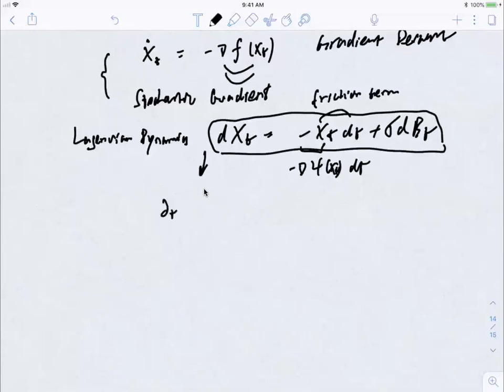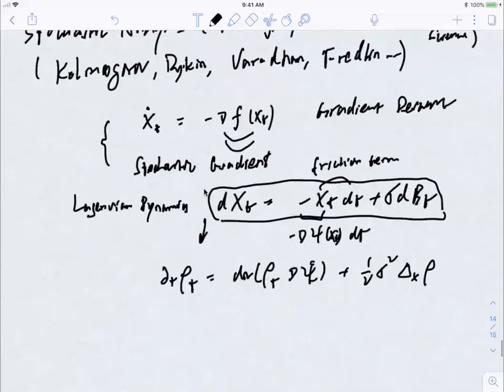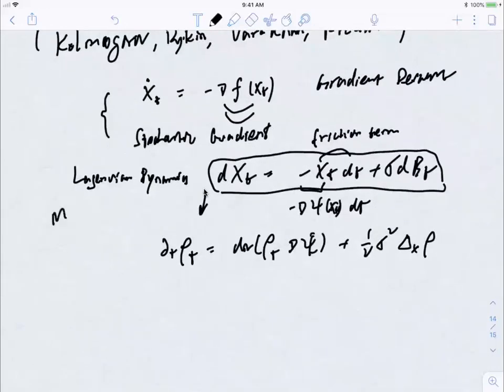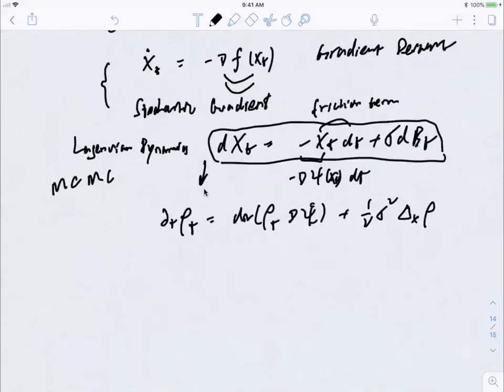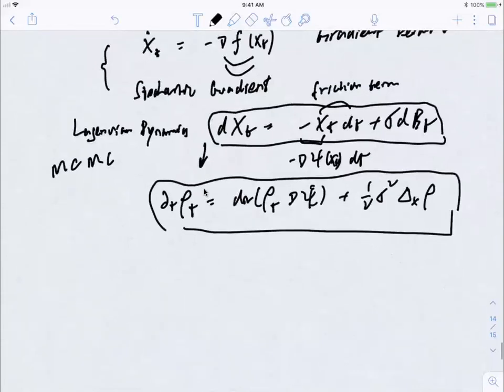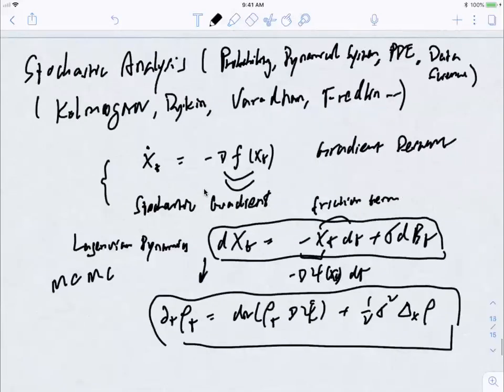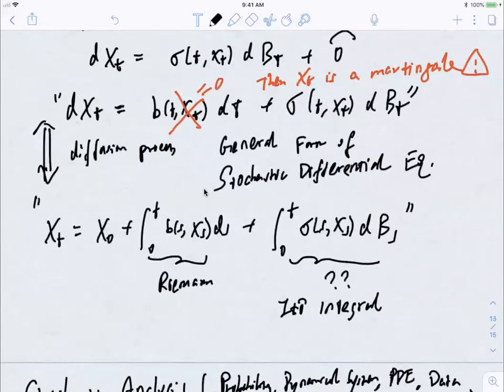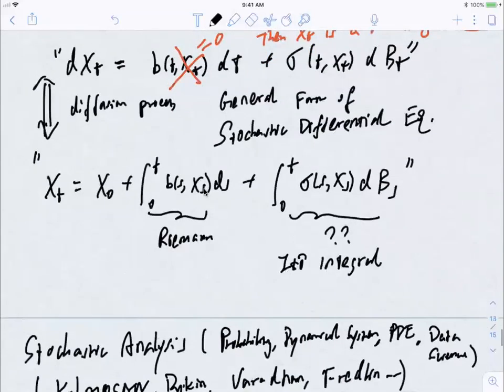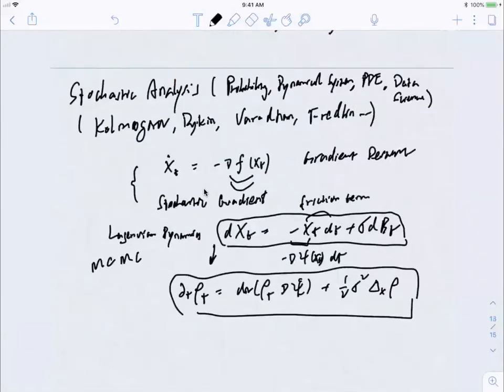For instance, you use this with the Fokker-Planck equation: u_t = ∇·(u∇φ) + (σ²/2)Δu. You use Langevin dynamics or MCMC to simulate, maybe not a PDE, but a physical system, essentially quantum or even more. This is a very important field. I hope other faculty at Penn will be willing to teach something about it. It's a very useful field.